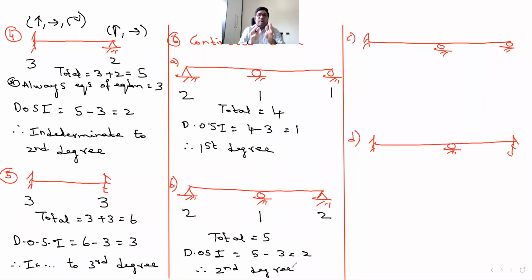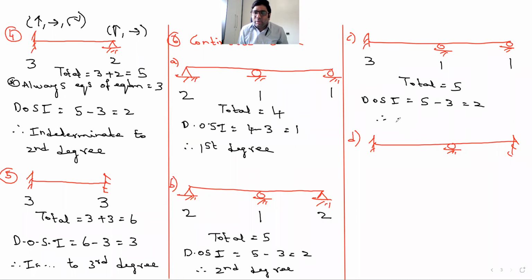All of you please remember, you have to write that statement: the beam is statically indeterminate to first degree, second degree, third degree. Here I am writing a shortcut, but you need to write it completely. Now, this one 3, 1, 1, total is equal to 5. And degree of static indeterminacy is equal to 5 minus 3, that is equal to 2. Therefore, it is statically indeterminate to second degree.